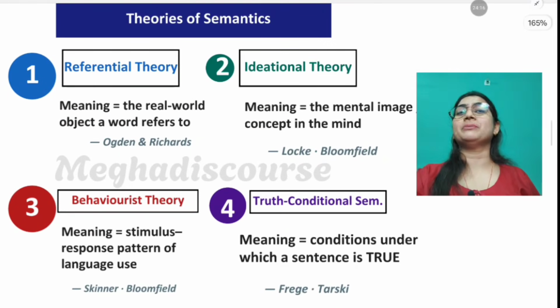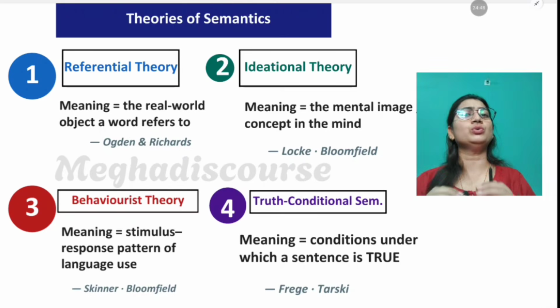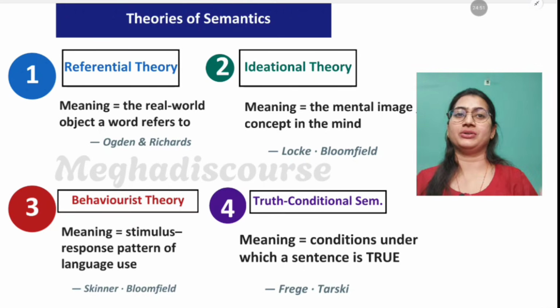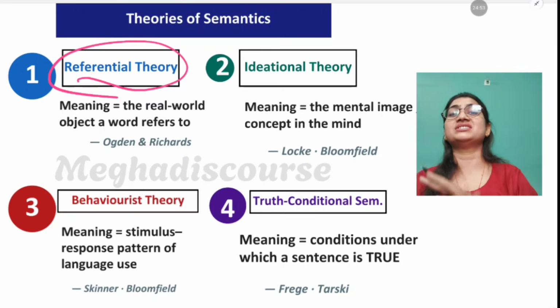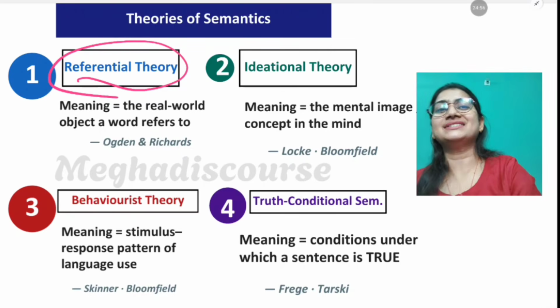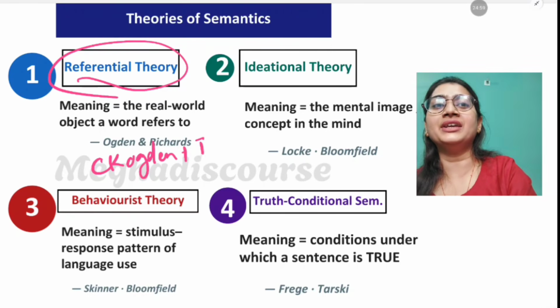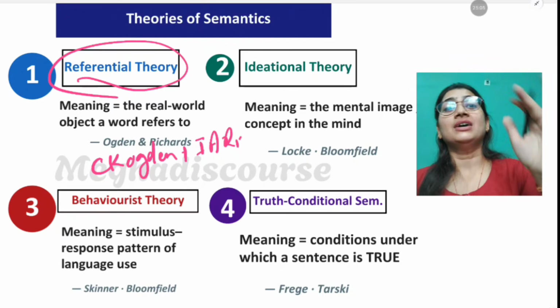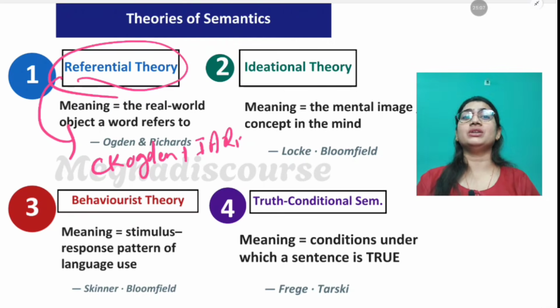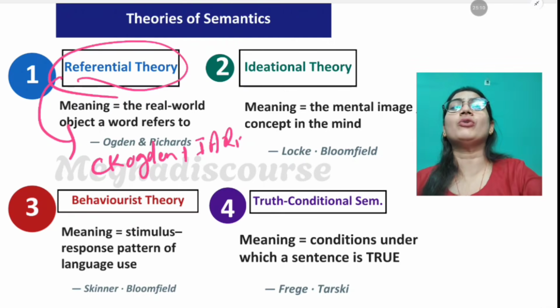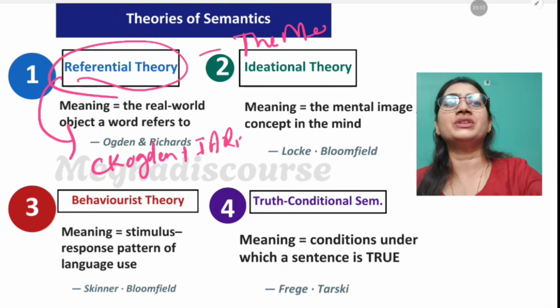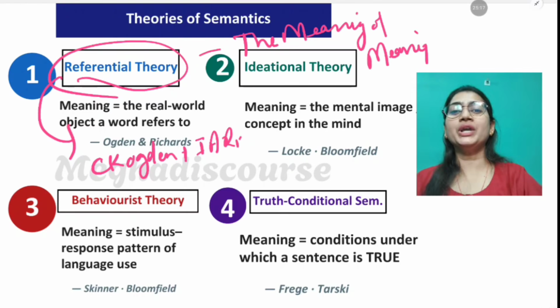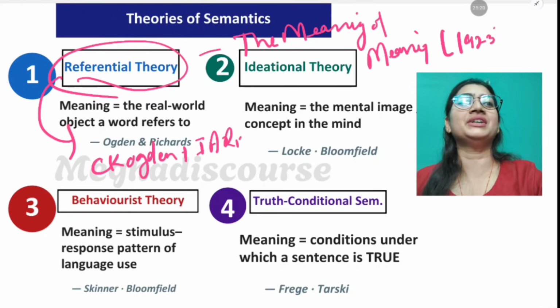Now, this is the most important topic, so listen to it carefully. First, we need to understand theories of semantics. For the main theories, you need to know their major originators. So first we have the referential theory. This is an important theory, as you know that C.K. Ogden and I.A. Richards are in New Criticism and they have both written many books. This is one theory they have given, the referential theory, in the book The Meaning of Meaning. What is the name of the book? The Meaning of Meaning. And they gave this in 1923.